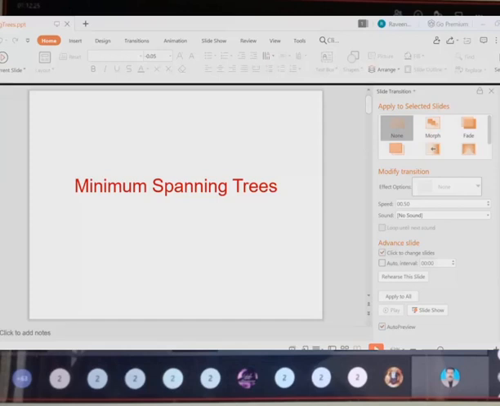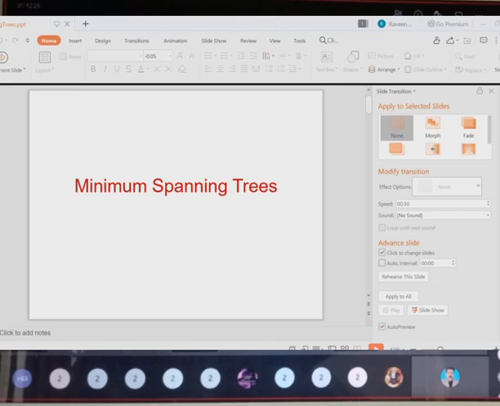So good afternoon. Now we are going to discuss minimum spanning trees, which is an important and interesting topic in data structures. Before moving on to minimum spanning trees, let us first discuss what a spanning tree is. We all know spanning trees deal with graphs.